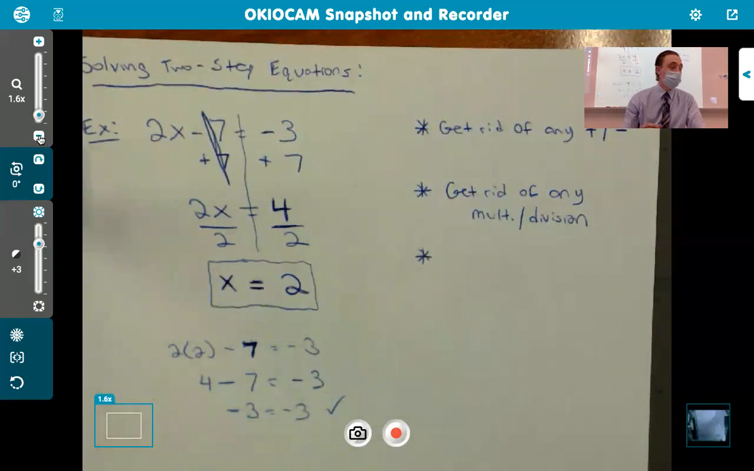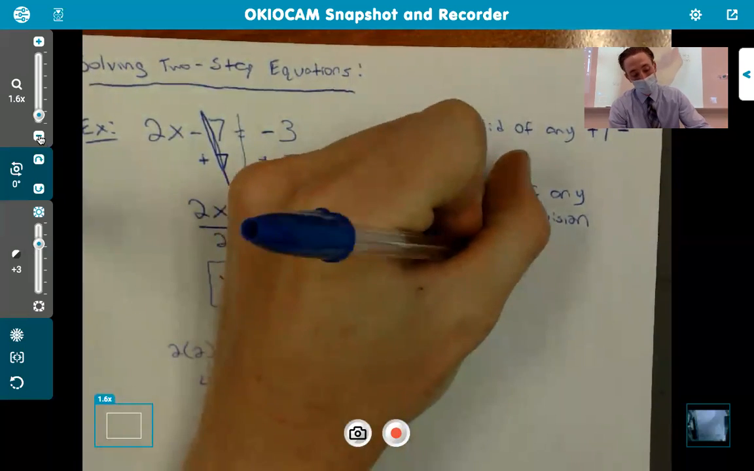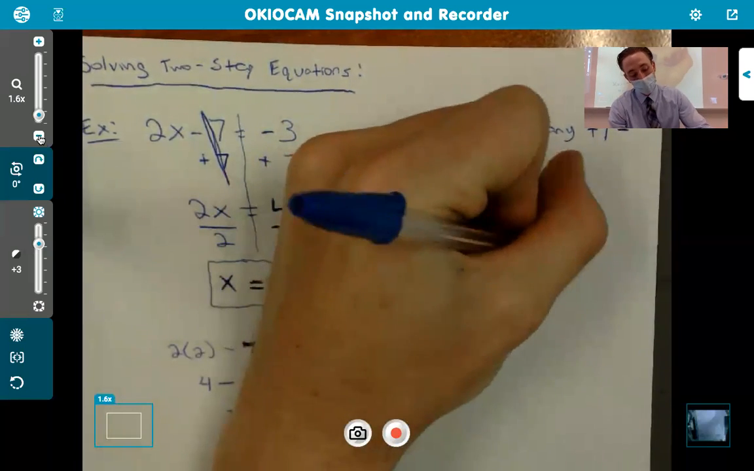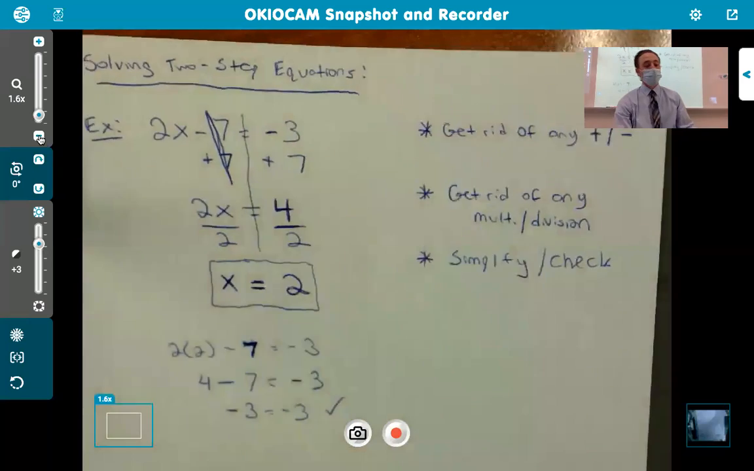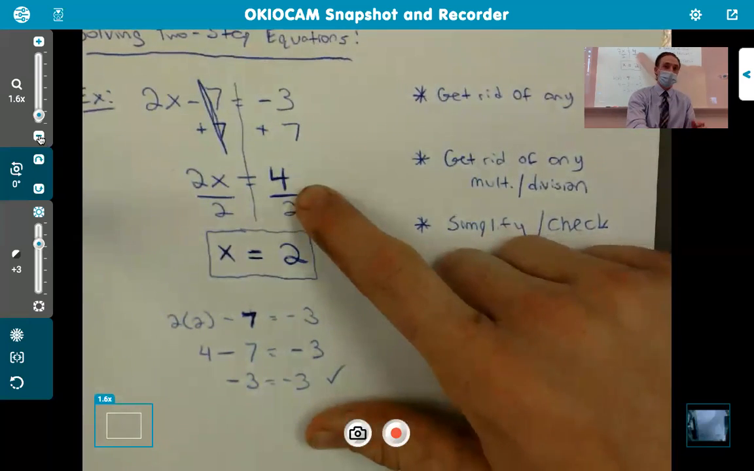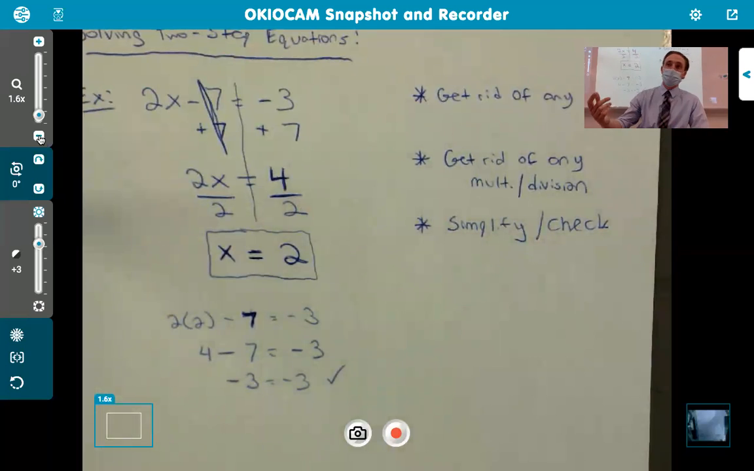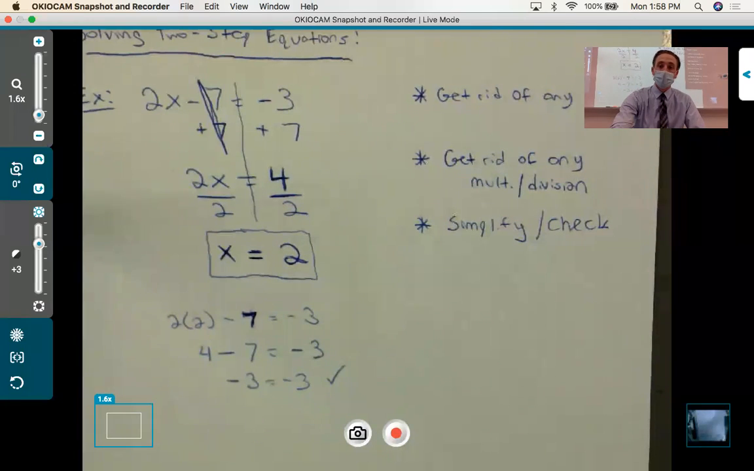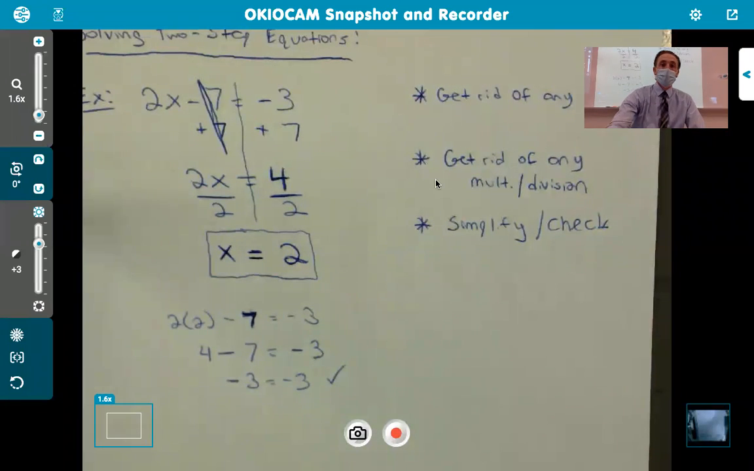And one of the last questions I asked you was, what's 4 divided by 2? That step is just to simplify and check your answer. So your last step would be to simplify. Well, you're not going to leave it as 4 over 2, right? You just want to simplify that to just 2. And then check your answer by plugging that 2 back in, seeing if you get the same thing on both sides. Okay. Any questions about example 1 or any of the steps that we just came up with?